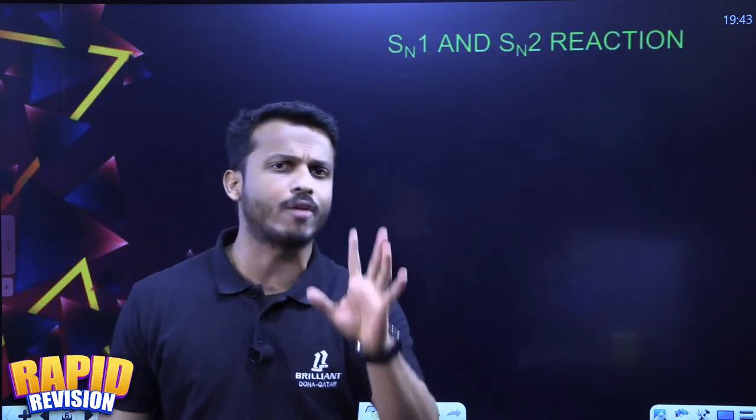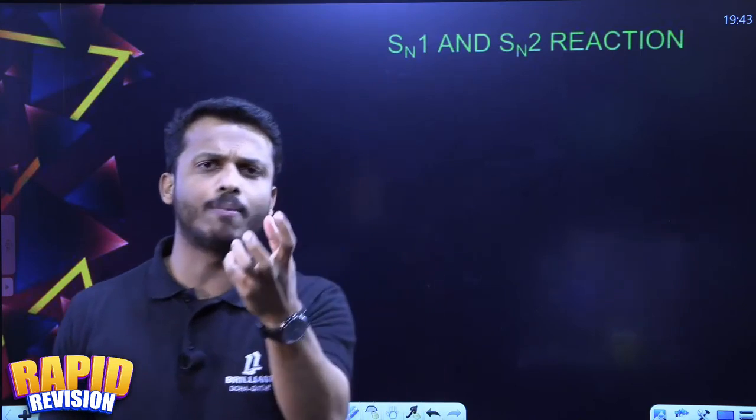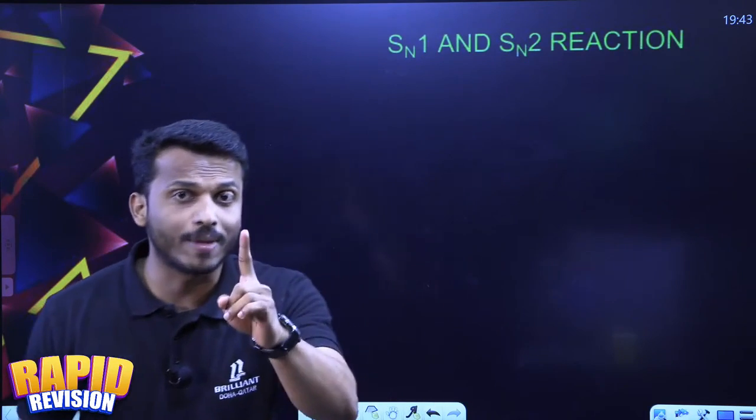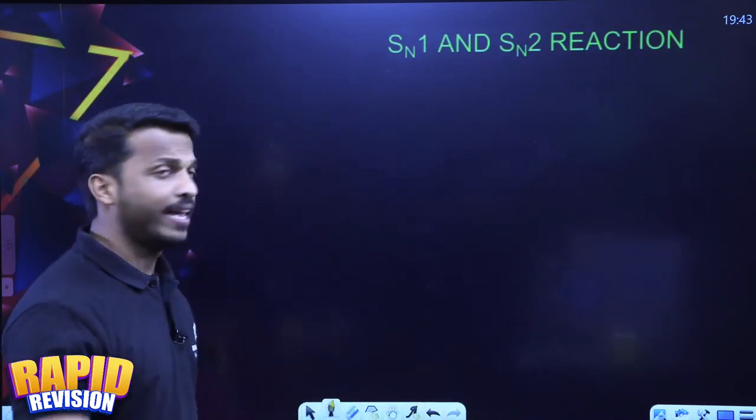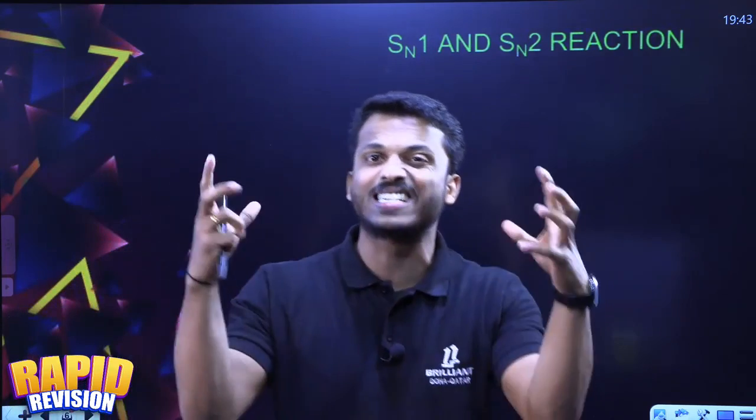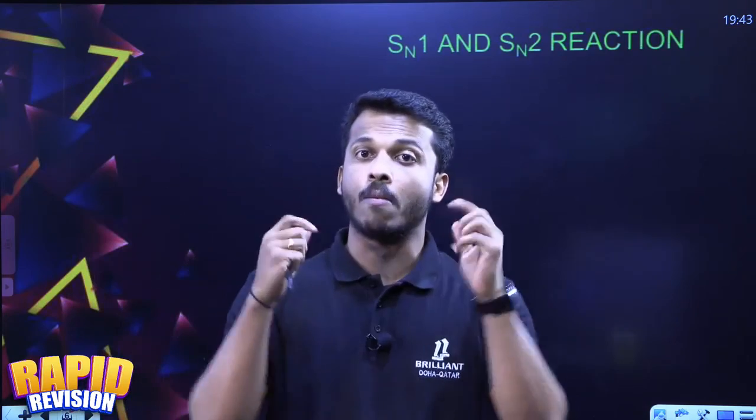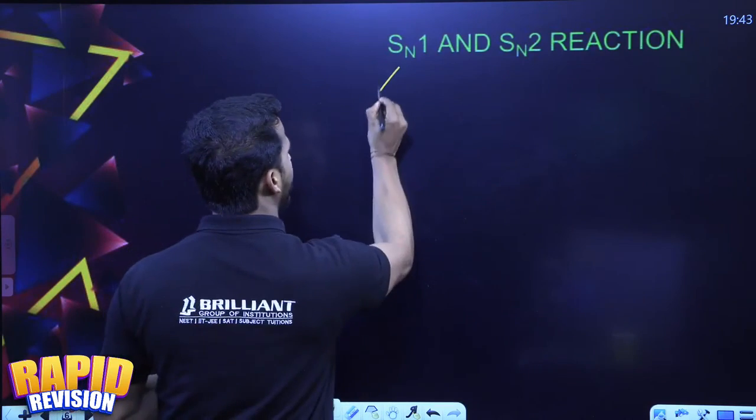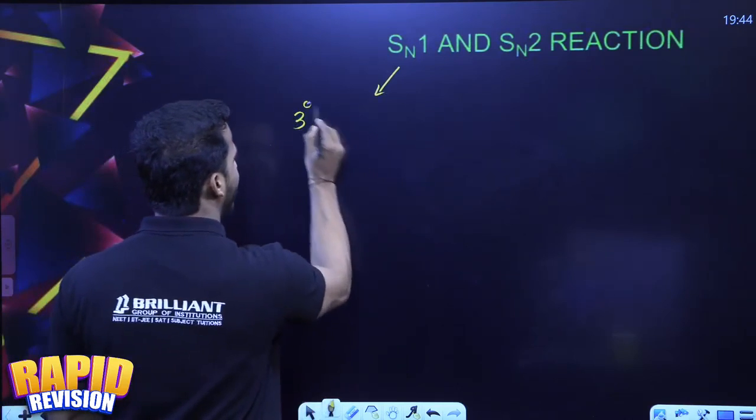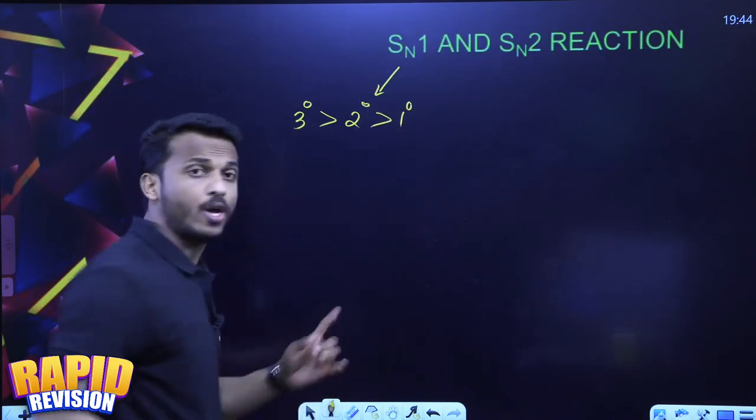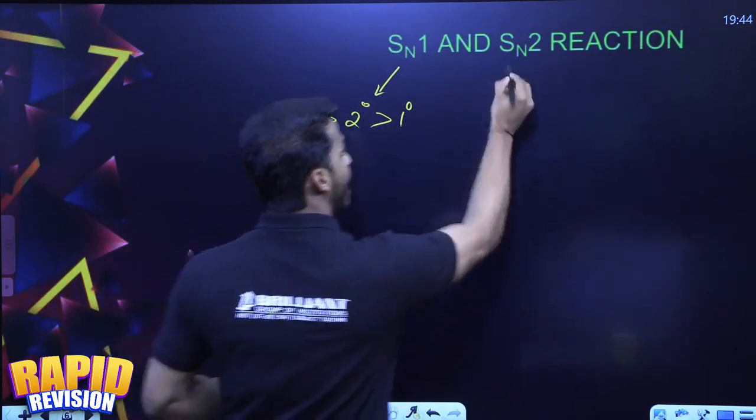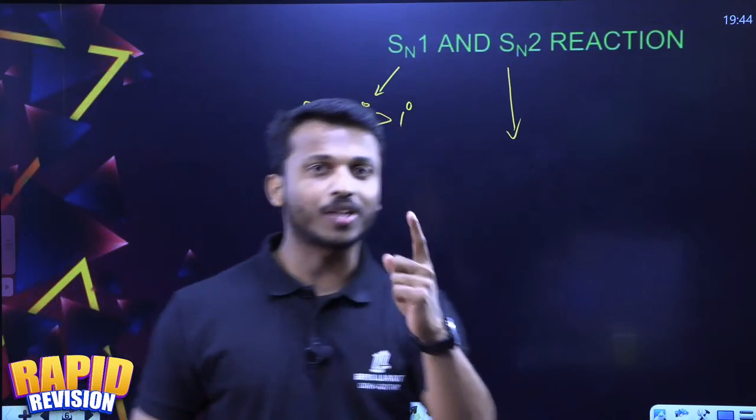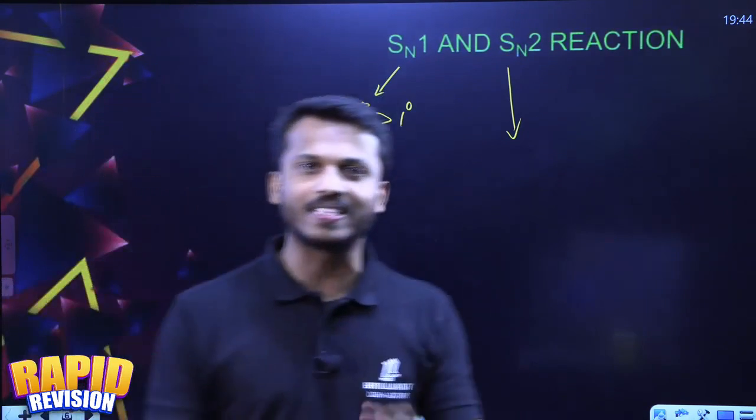And the SN2 mechanism is favored in which one? Polar aprotic solvent, like acetone, DMF. Remember acetone. So SN1 is favored in polar protic solvent, SN2 in polar aprotic solvent. Now, the SN2 mechanism is based on steric hindrance. The less the steric hindrance, the more the reactivity. For SN1 reactivity, the order is tertiary greater than secondary greater than primary, because in SN1 we check the stability of the carbocation, whereas in SN2 we check the steric hindrance. The least steric hindrance is more reactive.